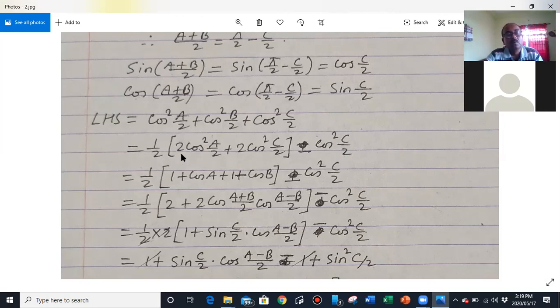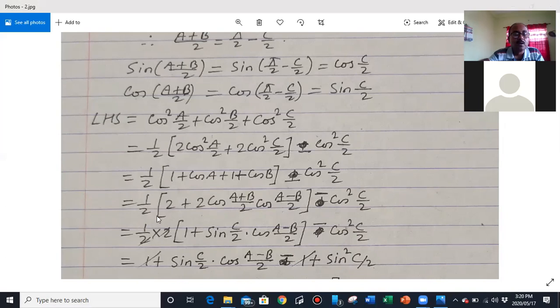So, you know, in the previous question, 2 cos square a was 1 plus cos 2a. So 2 cos square a by 2 will be the same formula with half angle. It will be 1 plus cos a, 2 cos square b by 2 is 1 plus cos b, minus cos square c by 2. Now 1 plus 1 is 2. Now cos a plus cos b is 2 cos of a plus b by 2 cos of a minus b by 2, minus cos square c by 2.